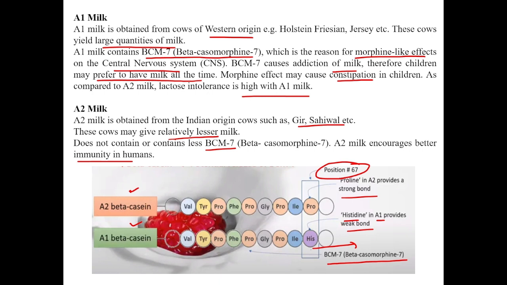So this is an example of genetic polymorphism. I have told you that these two types of milk differ in only one amino acid at the 67th position. We have histidine in the case of A1 beta casein, and proline in the case of A2 beta casein. There is no scientific evidence, and more studies need to be carried out to say that one milk is better than the other. Otherwise, milk as such is a complete food.